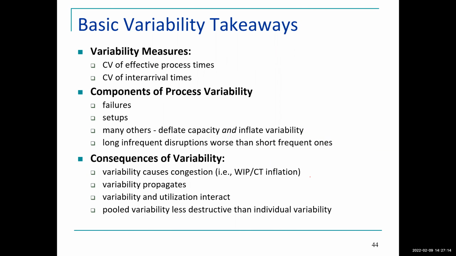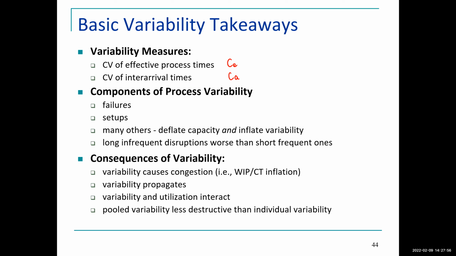So what are the basic variability takeaways from this lecture? For variability measures, we have the coefficient of variation of effective process time, that's CE, and we have the coefficient of variation of the interarrival times, CA. What are the components of process variability? We have the failures, the setups, and many others. Deflate capacity and inflate variability. Long infrequent disruptions are worse than short frequent ones, and we saw that with the example.